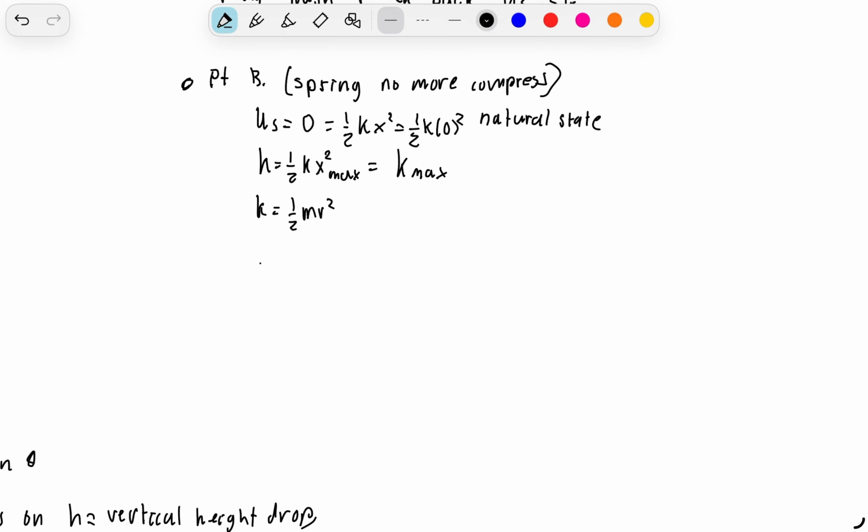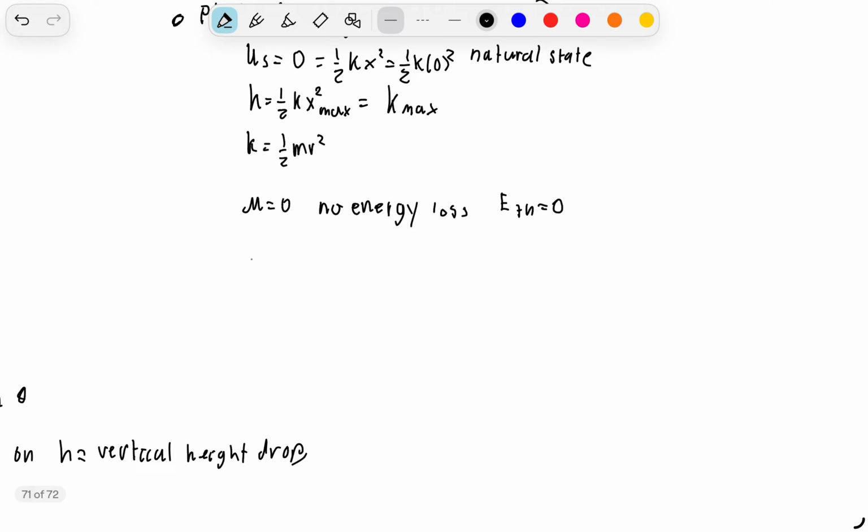So because we know that we have friction equal to 0, we know we have no energy loss. And that means that the thermal energy that was generated is equal to 0. So when the block returns back to point B, it's going to have the same speed, same v, when it returns to point B.